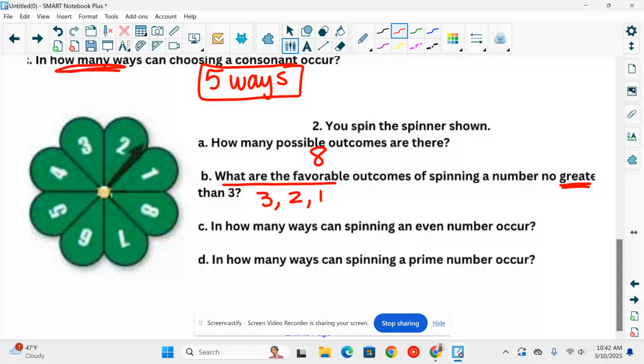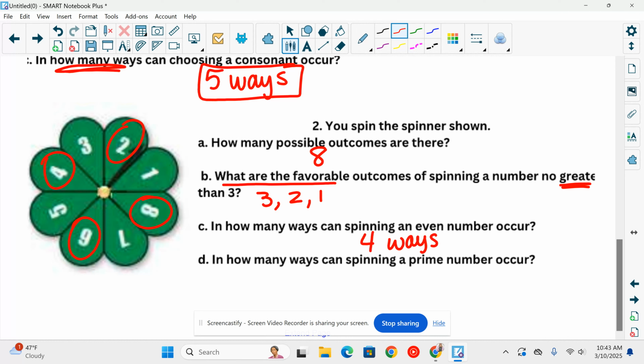How many ways can you spin an even number? What are even numbers here? 2, 4, 6, and 8. All right, so there's 4 ways.